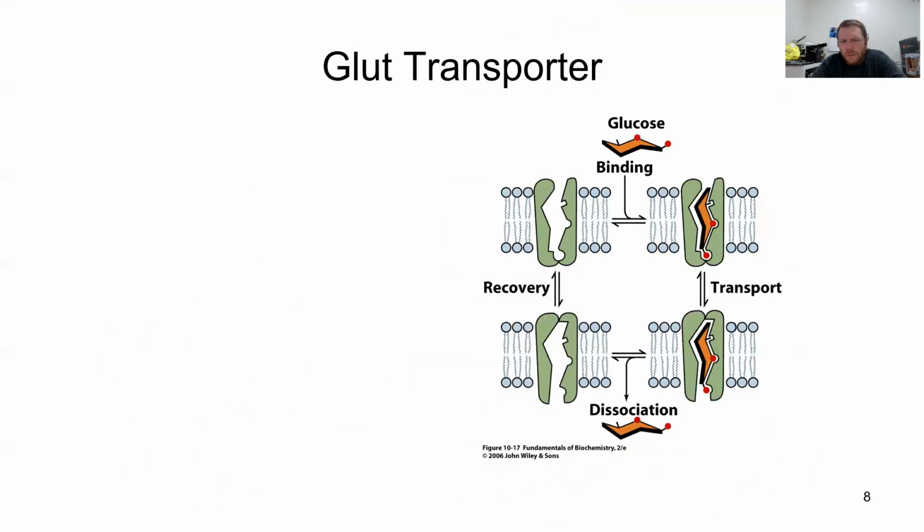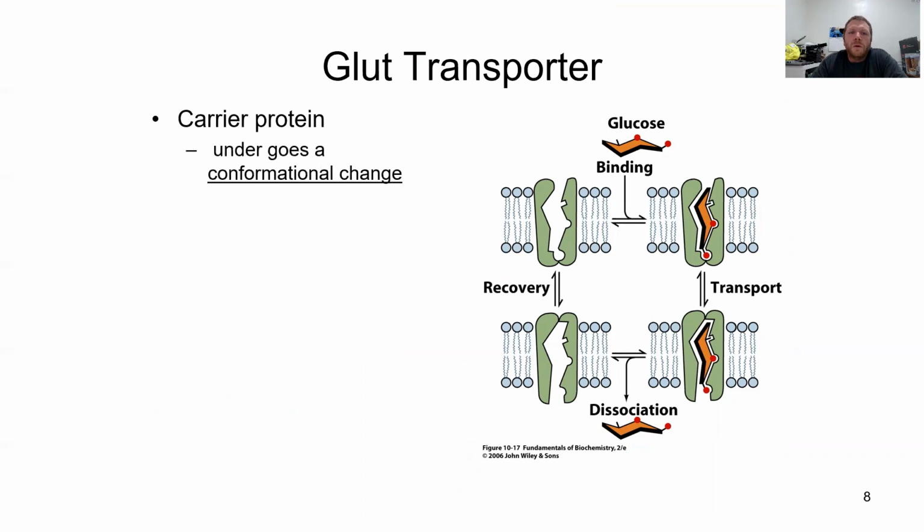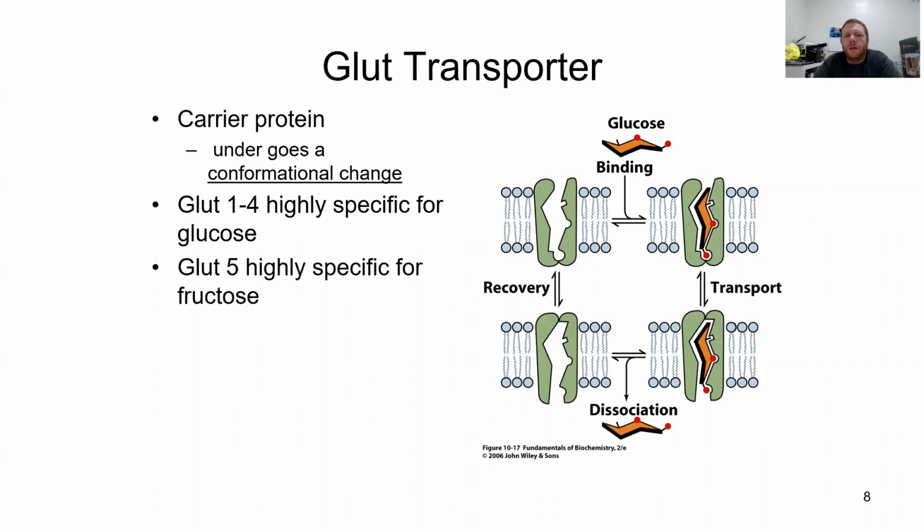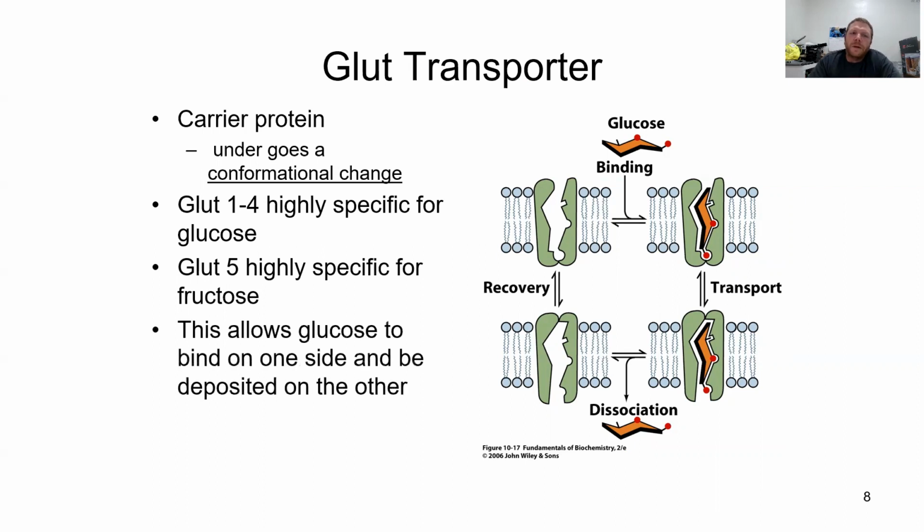Now, another example of one of these transporters is a GLUT transporter. So this is an example of a carrier protein which undergoes a conformational change upon binding glucose. GLUT 1 through 4 are transporters that are highly specific for glucose. So what I mean by that is that they're going to bind glucose over something like galactose. Now, GLUT 5 is a transporter protein that is highly selective for fructose.